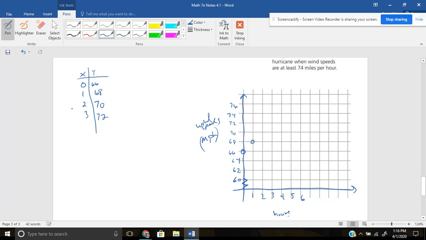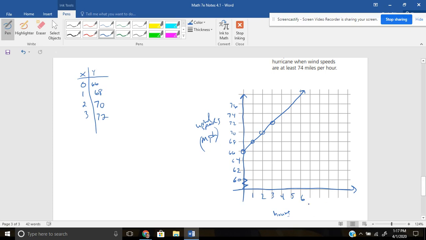And you can see the relationship here. I'm increasing by 2 each time. As 1 hour goes by, I increase my miles per hour by 2. So 2 hours would be 70. 3 hours would be 72. And then I'll make my line here. And there is the graph of that situation.